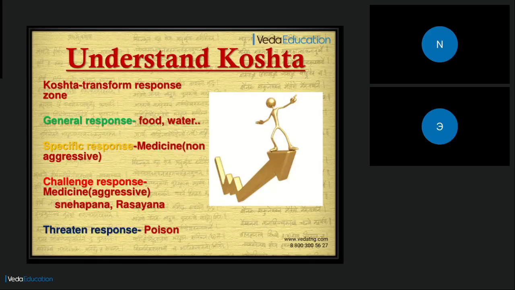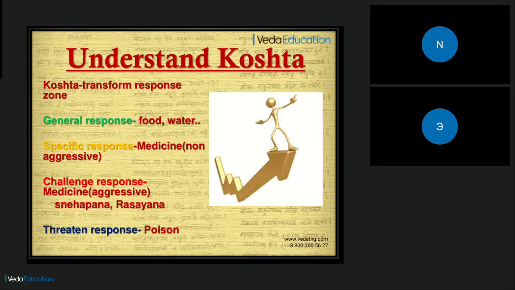Then we have challenge response. That means you are challenging the Agni. For example, in a Snehapana, that means you are taking medicated ghee every day in a higher level, not eating food, only medicated ghee in a peculiar method.